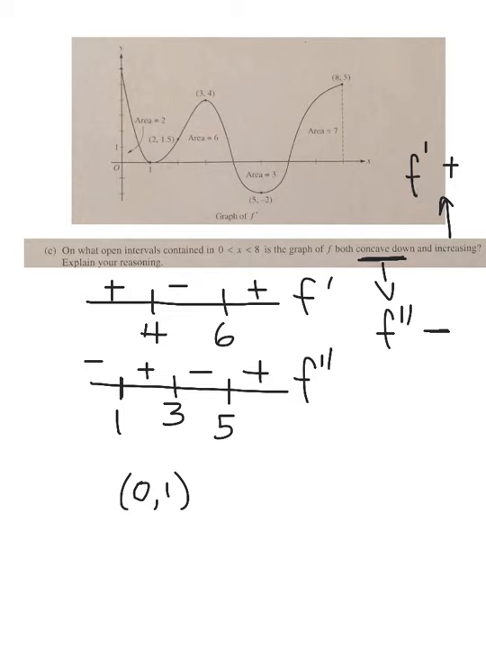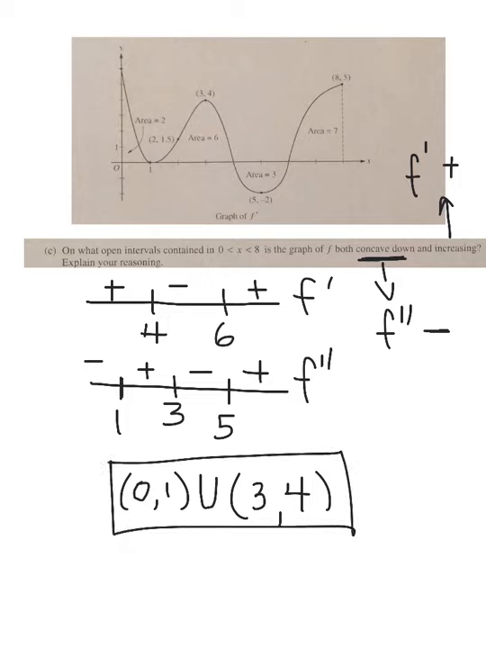Okay. All right. Let's look and see if we can find some other places. Can you find the other place where this will be the case? Okay. Pause me and see if you can figure it out. All right. So that would be from 3 to 4. So again, from 3 to 4, the derivative is positive, and the second derivative is negative. So 3 to 4. Okay, so these would be your two values right there.